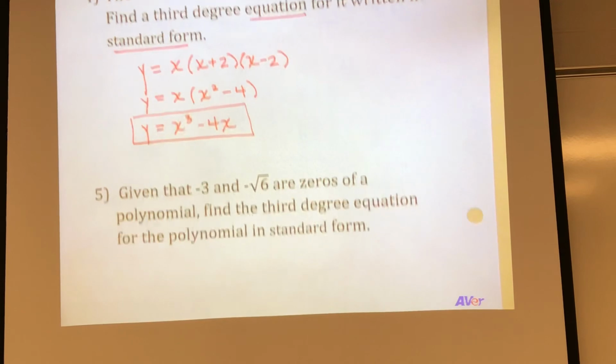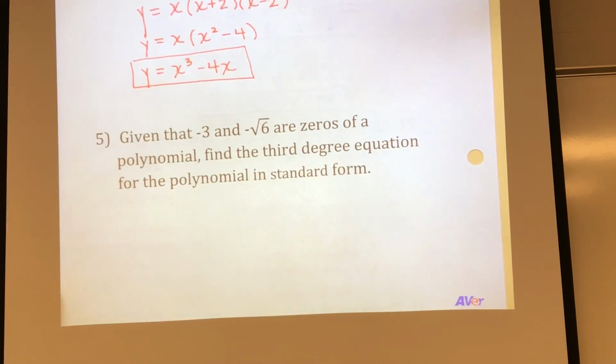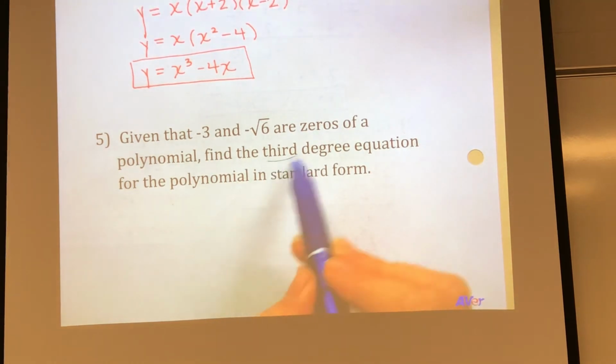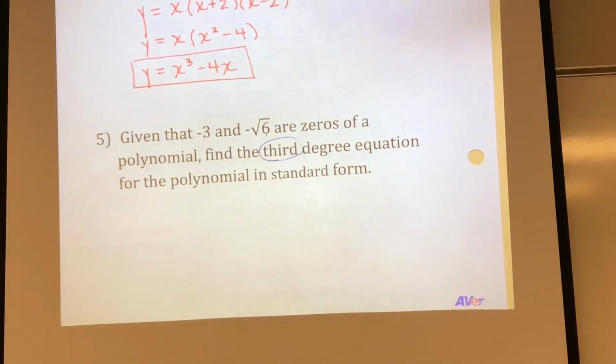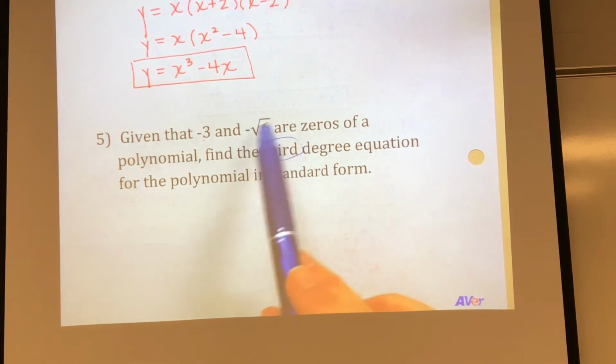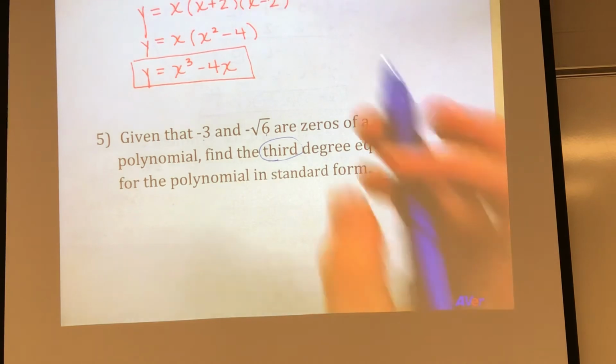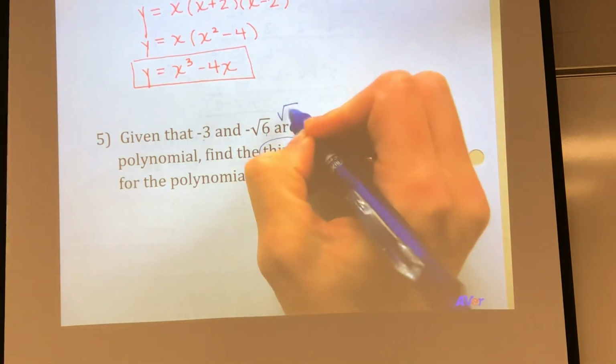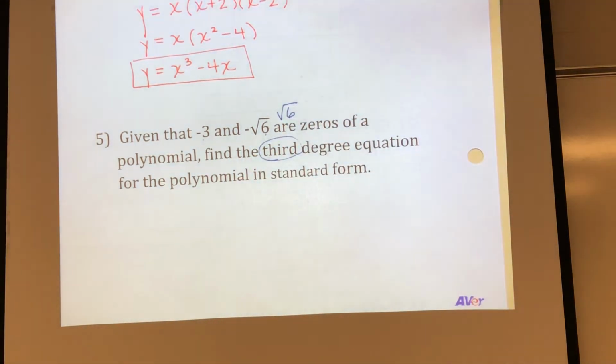All right, number 5 is our last one. This one says it wants a third degree polynomial, but only gave us 2 zeros. Well, if negative square root of 6 is a 0, then positive square root of 6 will also be a 0. So that's kind of a little hint. If you see a square root, it always has its opposite in there.